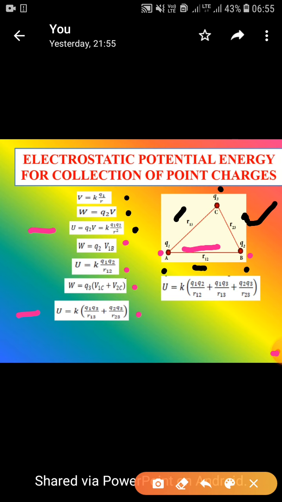So substitute these values in the total electrostatic potential energy for a collection of point charges. We get the value U is equal to k of q1 q2 by r12 plus q1 q3 by r13 plus q2 q3 by r23, and so on, up to qn. Thank you, students.